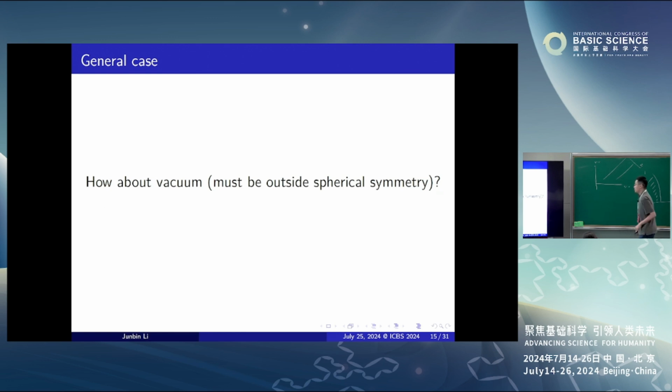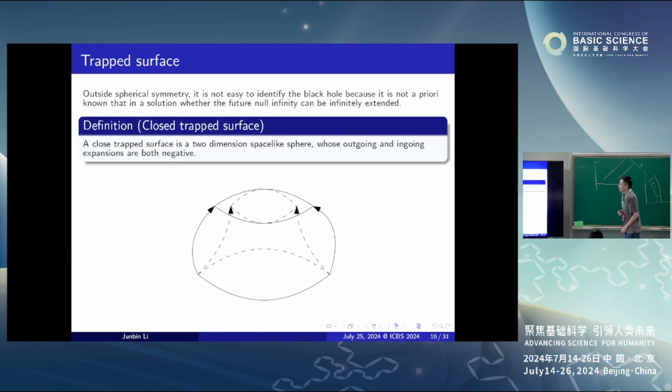Now the problem is, how about vacuum? Because of the Birkhoff theorem, you should consider this problem outside spherical symmetry. Outside spherical symmetry, it is not easy to identify a black hole, because it is not a priori known that a solution can be solved globally. This is a global existence problem for a nonlinear hyperbolic PDE.